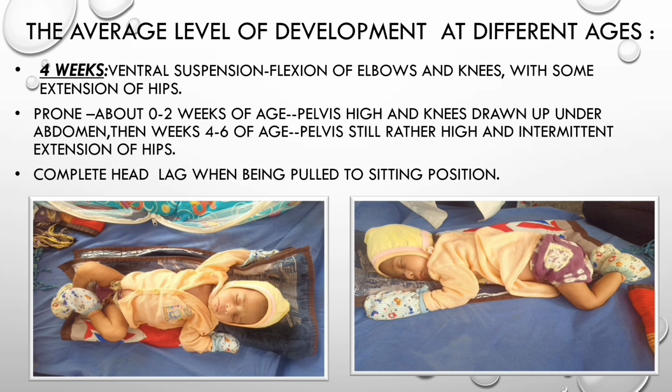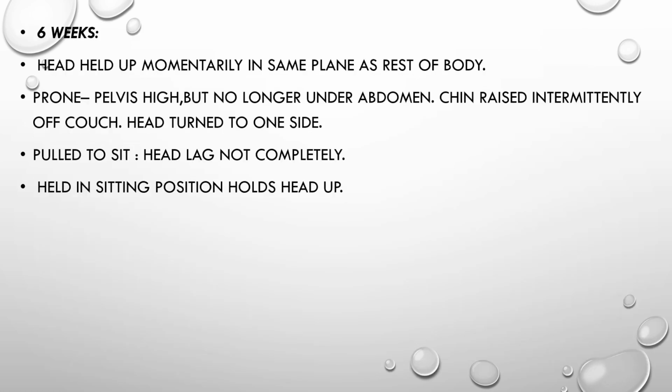Prone, about 0 to 2 weeks of age: pelvis high and knees drawn up under abdomen. Then 4 to 6 weeks of age: pelvis still rather high, with intermittent extension of hips. Pull to sit: complete head lag when being pulled to sitting position. 6th week: head held up momentarily in the same plane as the rest of the body.